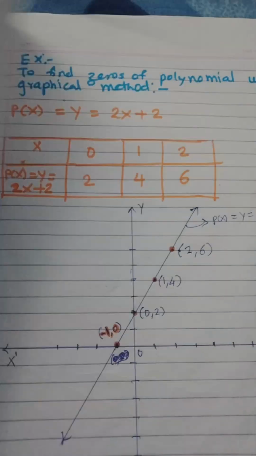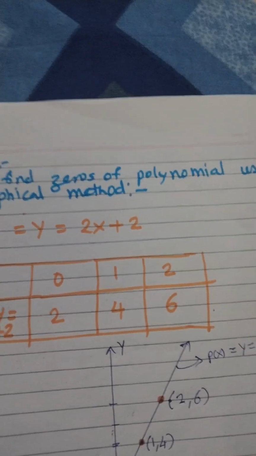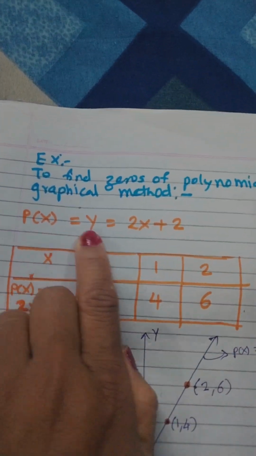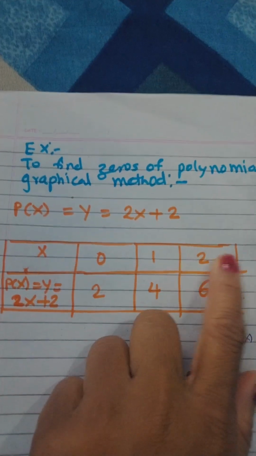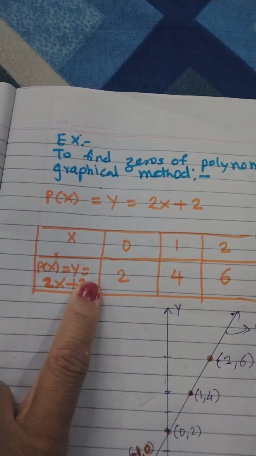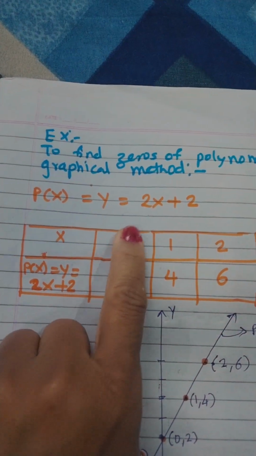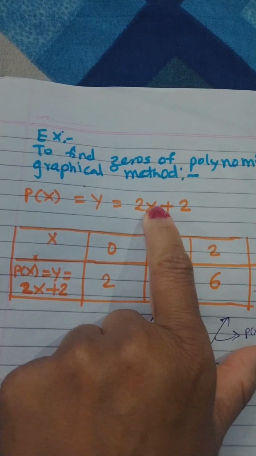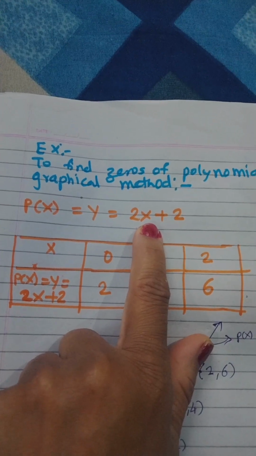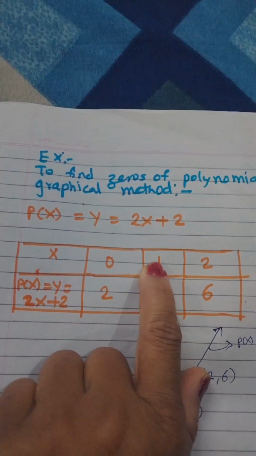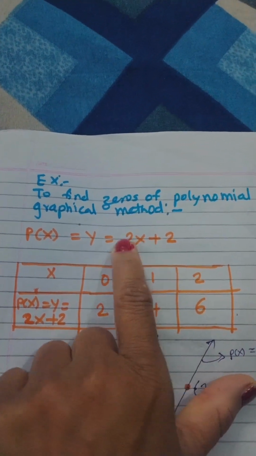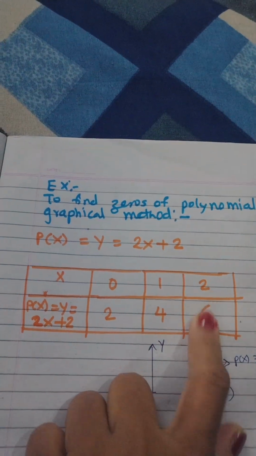Now next is the graphical method. We take an example for the graphical method to find the zero of the polynomial. We take the example p of x is equal to y equal to 2x plus 2. For plotting the graph, we make a table here. Here we write x and here we write y. Y means p of x, which is equal to 2x plus 2. Now if we put any number in this expression for x, we get the corresponding value for y. If we put x equal to 0, the value of y we get is 2. When we put x equal to 1, the value of y is 4. If we put x equal to 2, 2 twos are 4 and 4 plus 2 is 6. So we get 6 here.